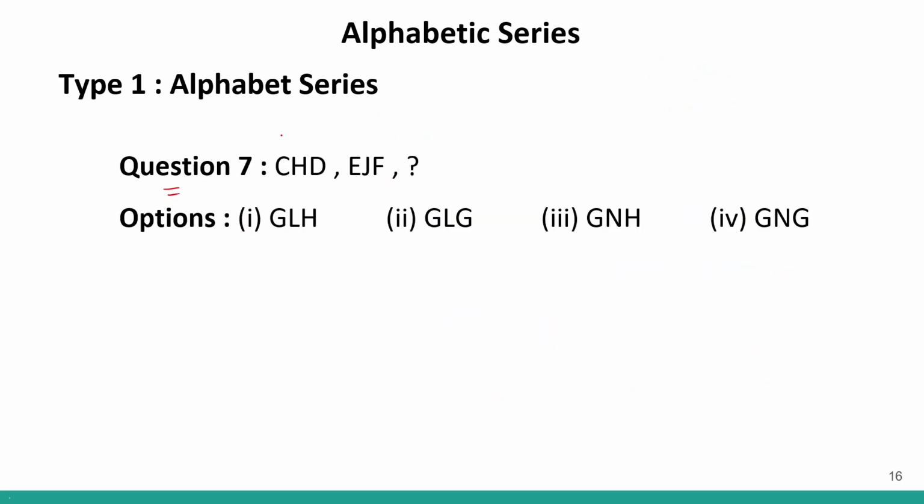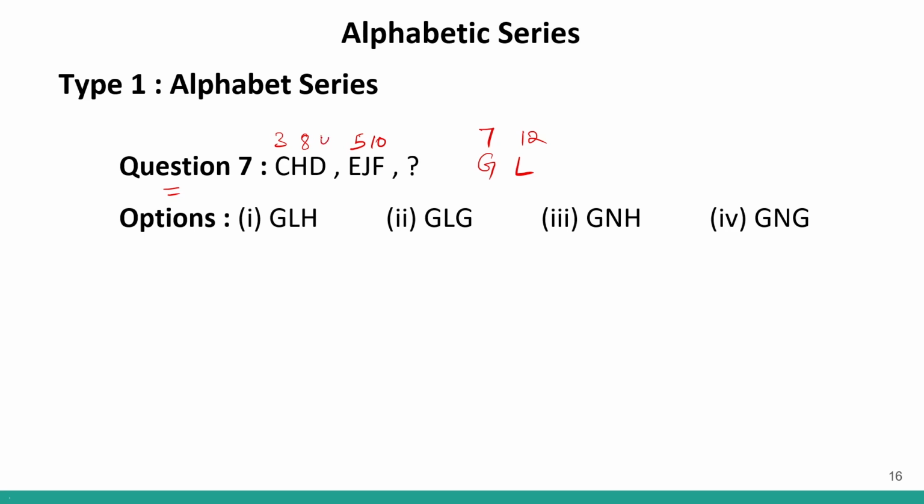Question number 7. C is 3, E is 5. So the next will be 7. At 7th position we have G. Then H is how much? H is 8, J is 10. So +2, +2. So 12. At 12th position we have L.